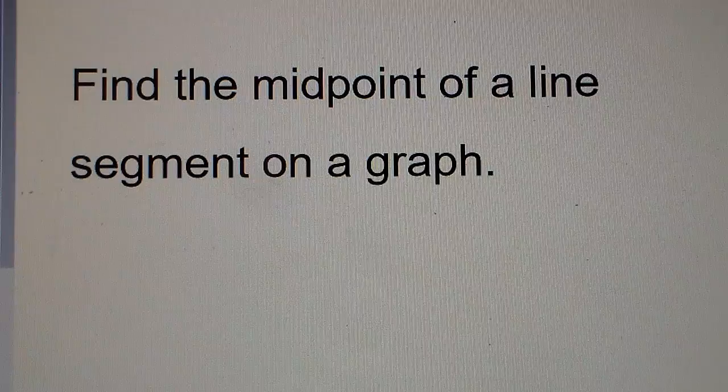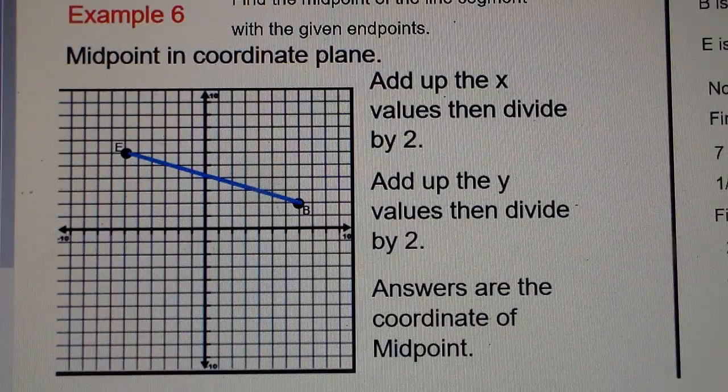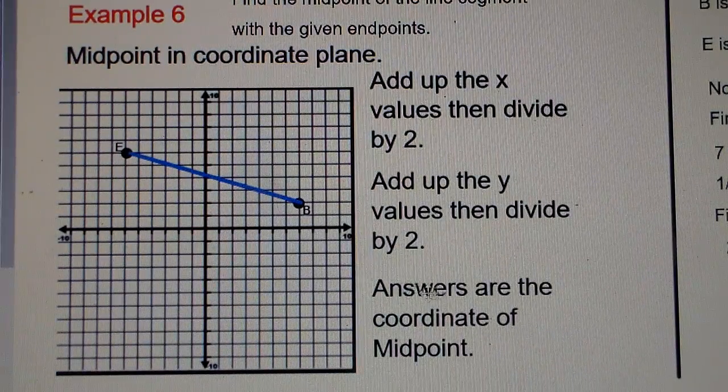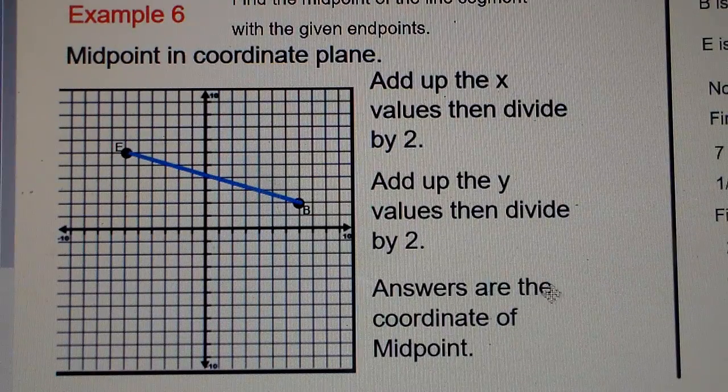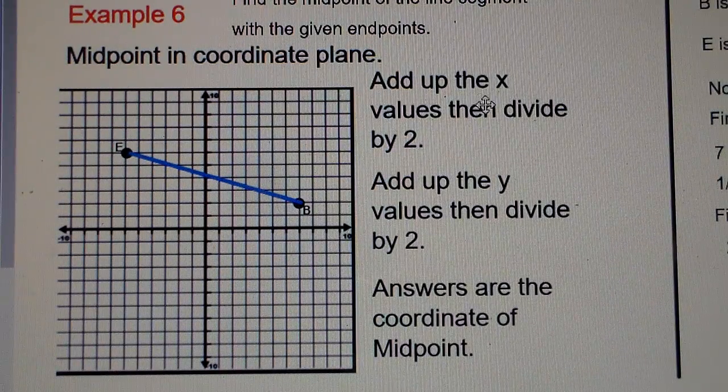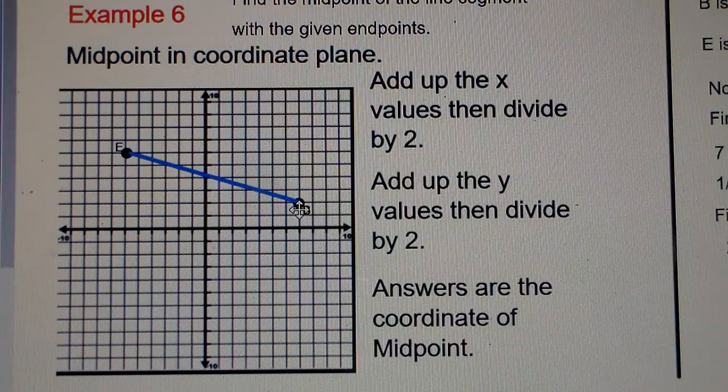Alright, next up, we're going to find the midpoint of a line segment on a graph. So let's say we're given a 10 by 10 graph. We've got 2 points, the 2 endpoints of a line segment, and our goal is to find the midpoint of that line, aka the middle of that line. So we take care of the x values, which B is the coordinates of 7, 2, so I write that down. And E is the coordinate -6, 6. Write that down.